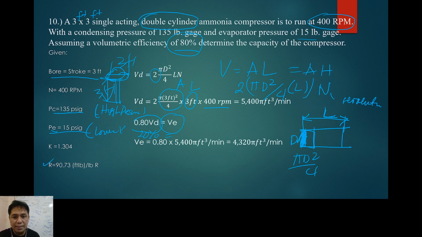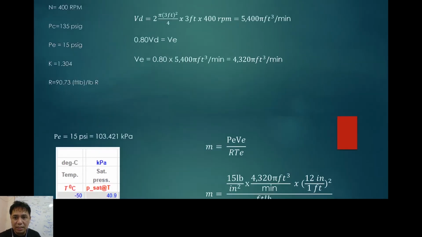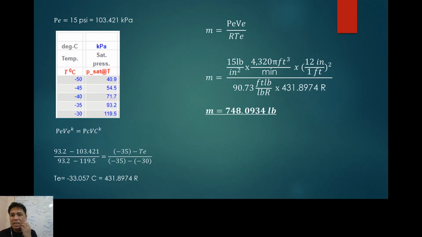It will become less, no? So it is 4,000. With the 80%, it is becoming 4,320 cubic feet per minute, meaning the volume flow rate from the original. This is the original flow rate. Then applying the 80%, it will just become 4,320. So when you get that, you can continue with this.